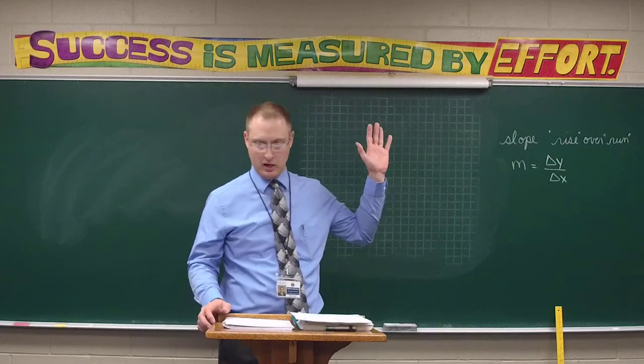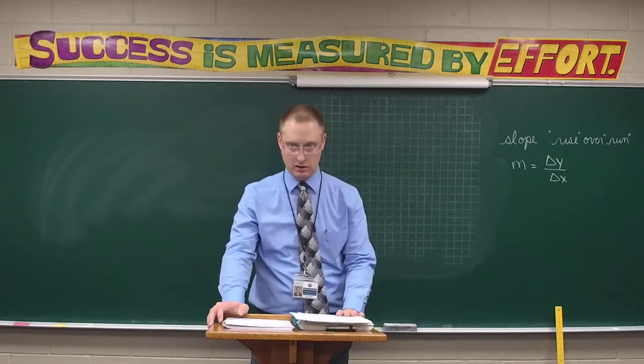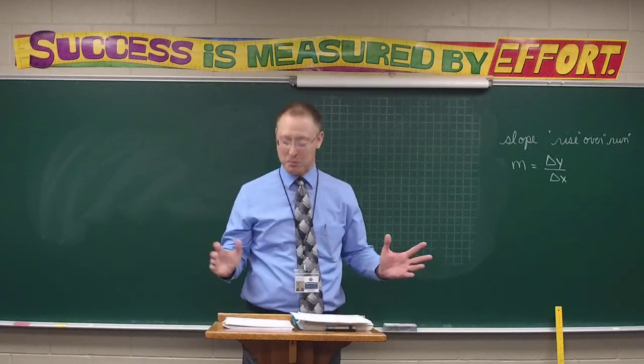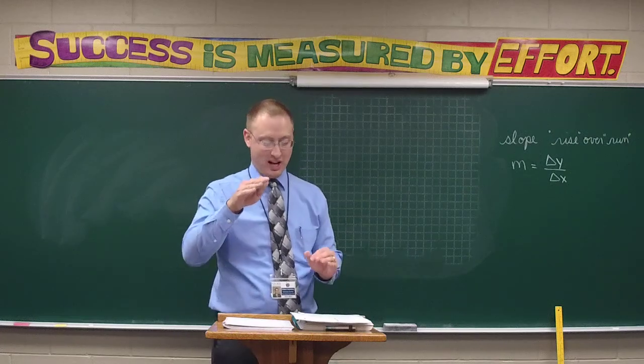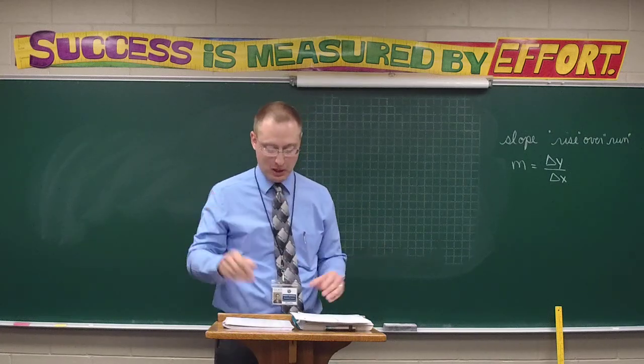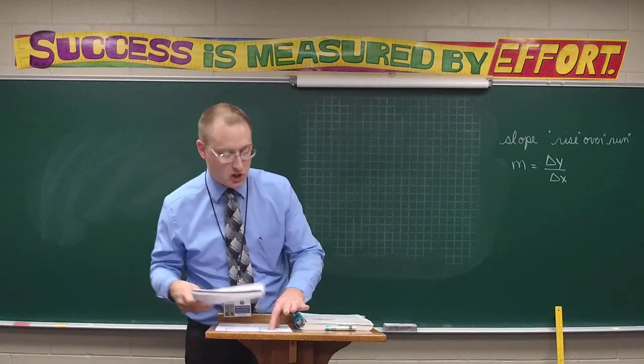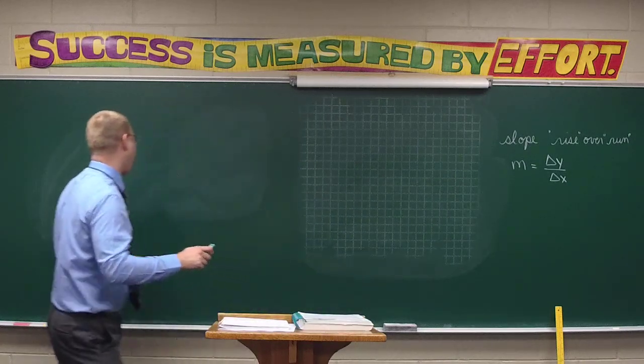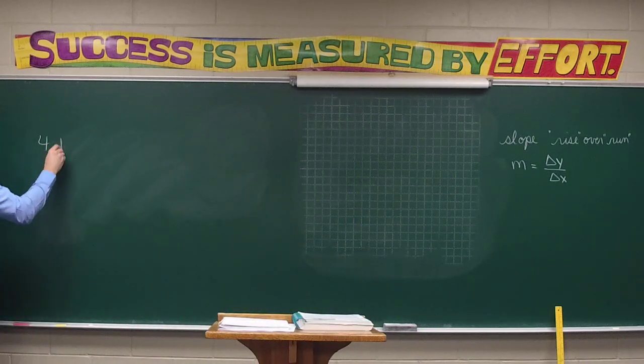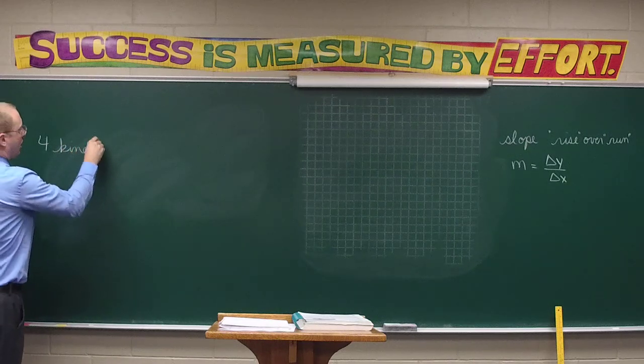How many had all 3 of those correct? Questions on that? Don't make this hard. Right? Slope is pretty easy. Just got to find 2 points. How high does it rise? How far does it run? Whichever direction, positive or negative. Now, as we look at slope, there are actually 4 kinds of slope. 4 kinds of slope.